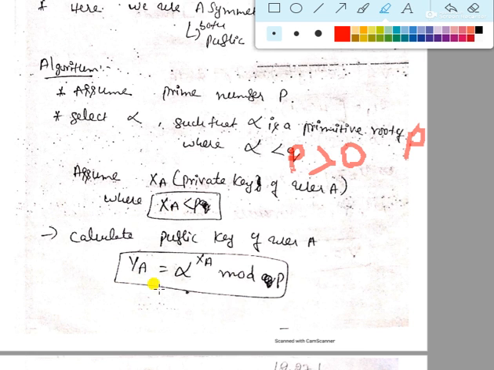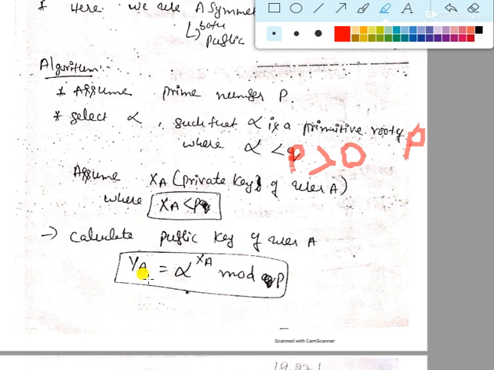How to calculate the public key? The public key YA is equal to alpha power XA mod p, where alpha is a primitive root of p. This is the formula to find the public key of user A. First you have to assume a private key, and by applying this formula you can calculate the public key of user A.